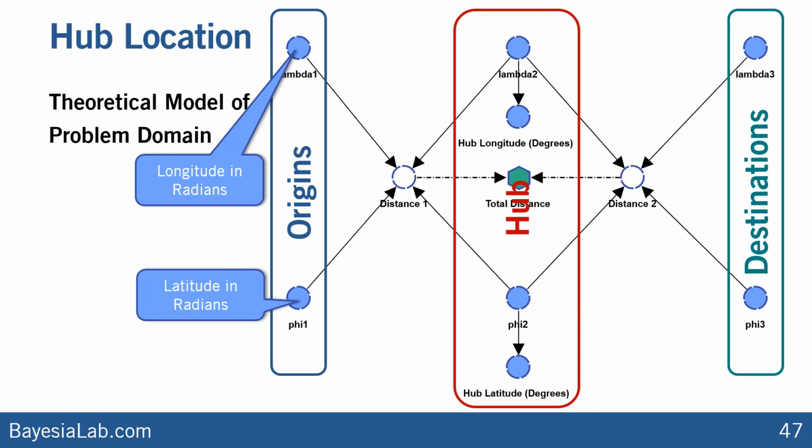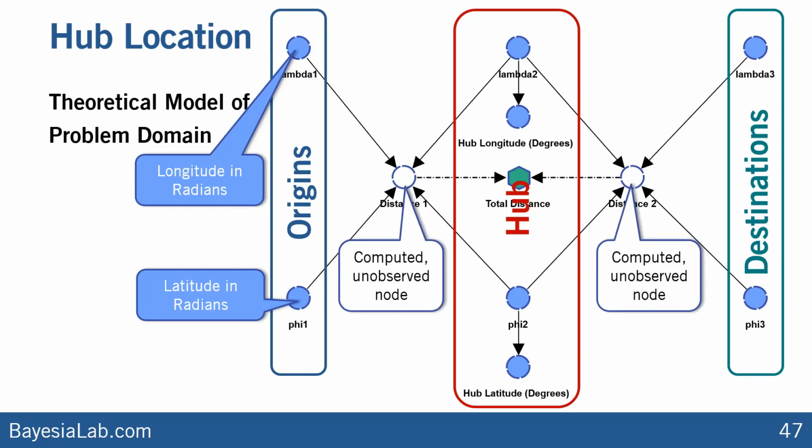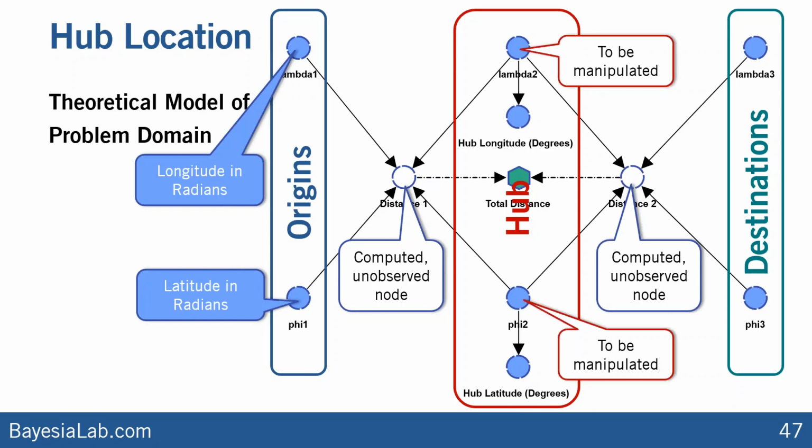So that part in the middle is the hub. That is what we will manipulate. And then we have these two computed, unobserved nodes, distance 1 and distance 2. They will produce the distance between first the origin and the hub, and then the distance between the hub and the destination. And as I said, lambda 2 and phi 2 are the variables that will be manipulated. For those we will try out different values.